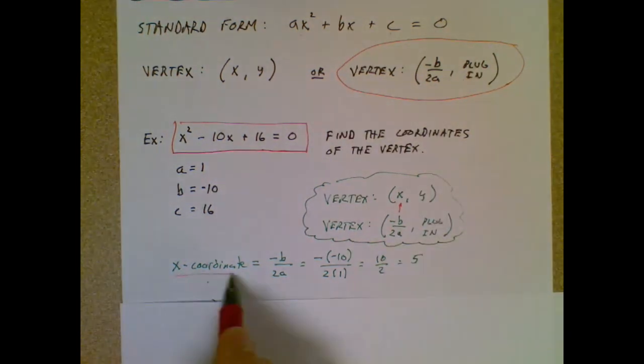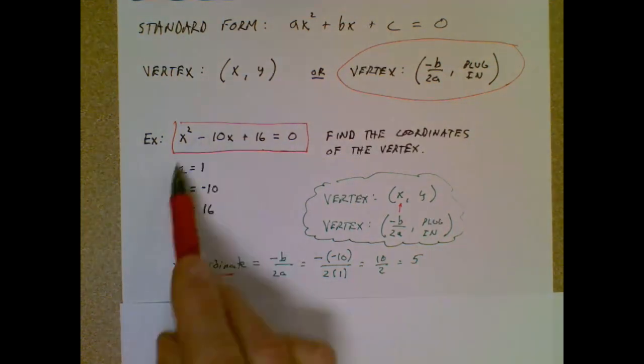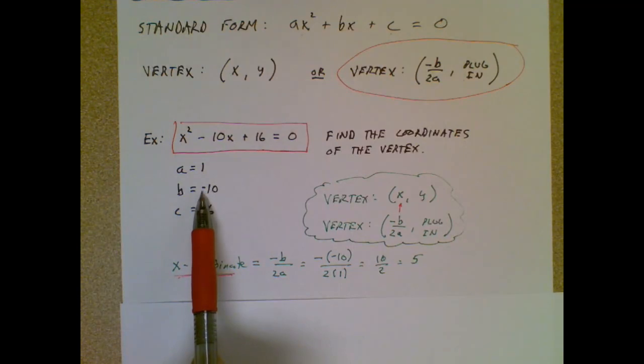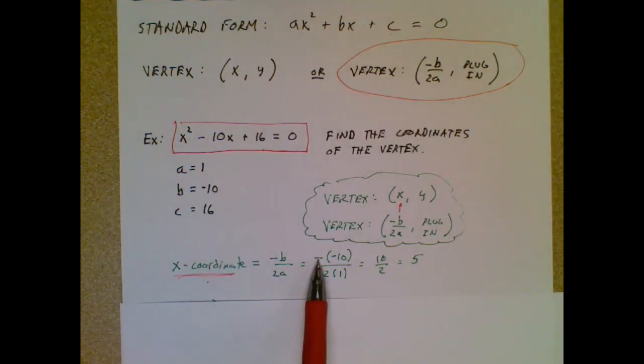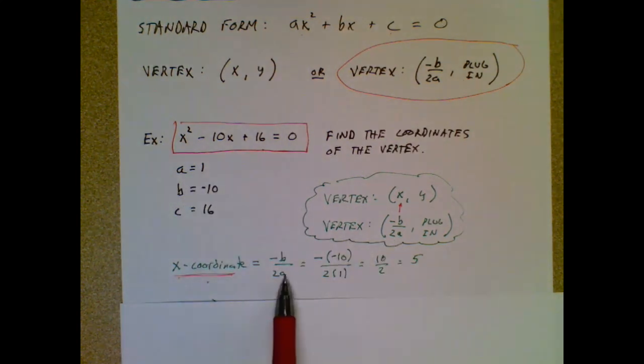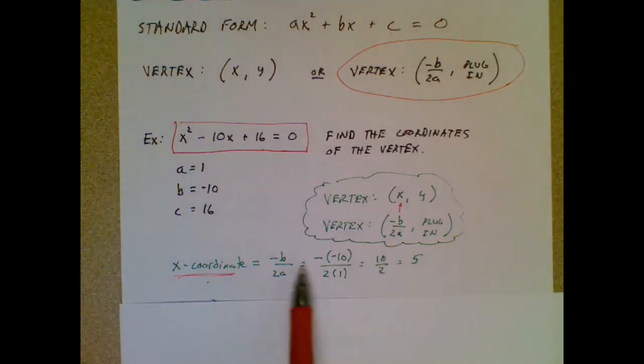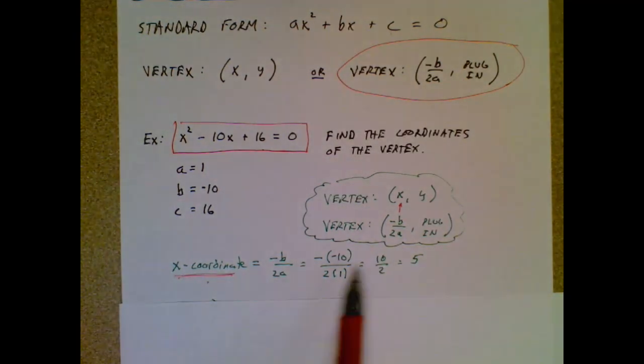So I say, okay, I'll find the x coordinate. I start with negative b over 2a. I look at my original situation and I see my b is a negative 10, so I have to say negative 10. And now my a is 1, so I plug in a 1, 2 times 1. So a negative 10 gives me a positive 10, and I do this division, and I find out by using this formula that the x coordinate of my vertex is 5.